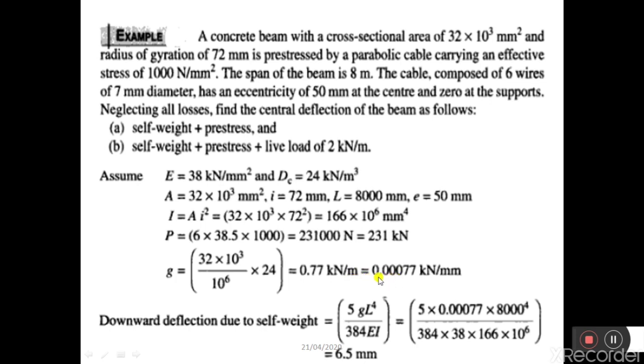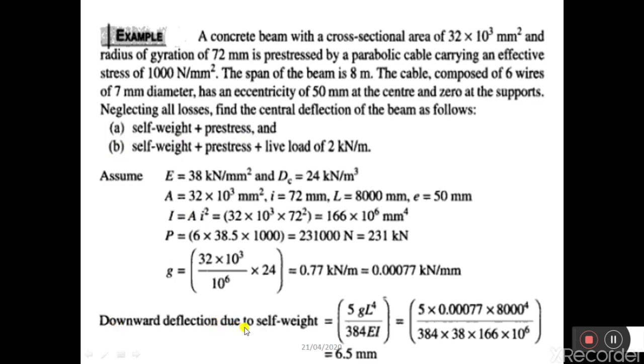By converting this into millimeter, it is equal to 0.00077 kilonewton per mm. So this is the self weight of a member. Now considering the first condition. In the first condition, they have asked us to calculate self weight plus pre-stress. So I will calculate the deflection due to the self weight.